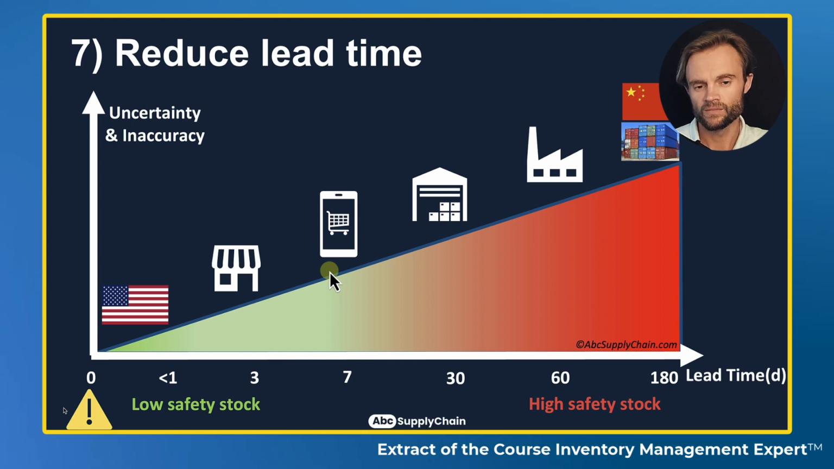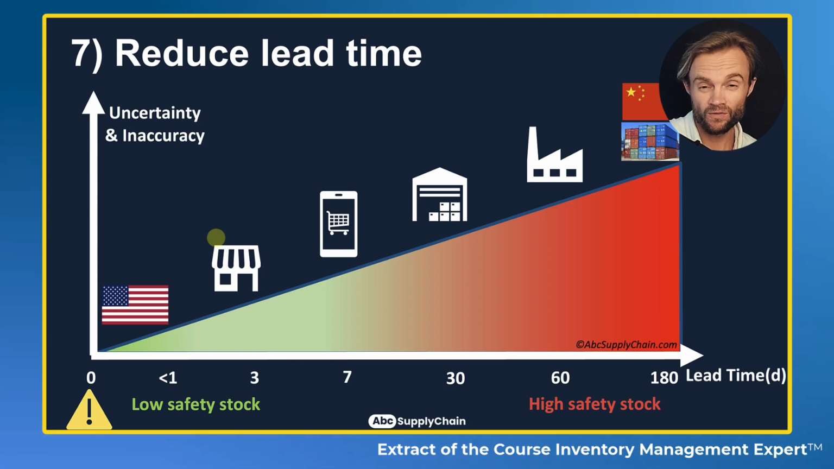Number 7, reduce your lead time. The lower your lead time, the lower your safety stock will be, because you won't have a big uncertainty. If you can deliver with a 2 hours lead time, you don't need to have a very complex forecast. You just reorder what you need. If you have a 1 year lead time, you really need to plan in advance. And this is much, much, much more complex.